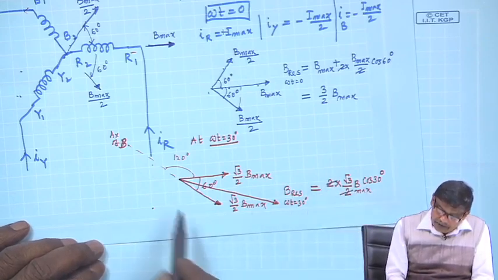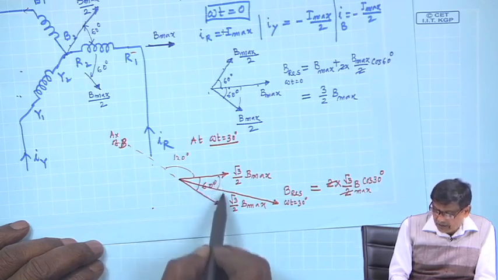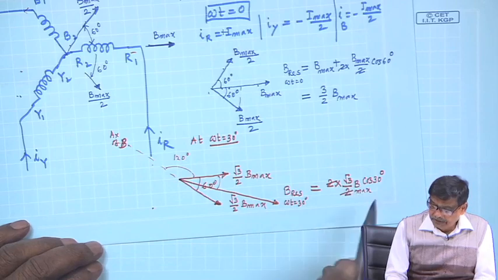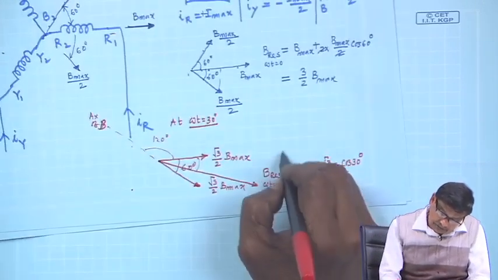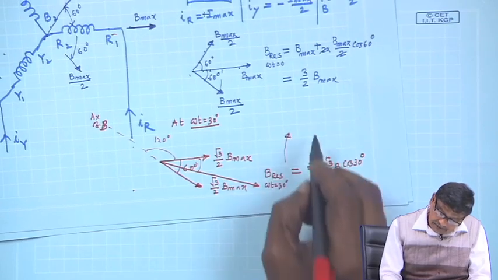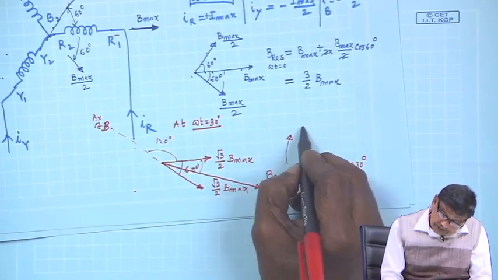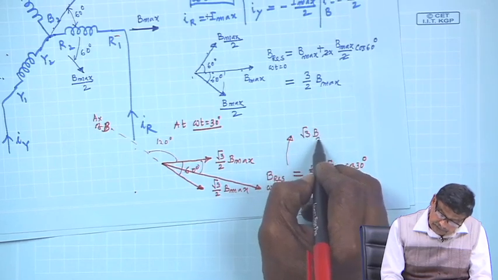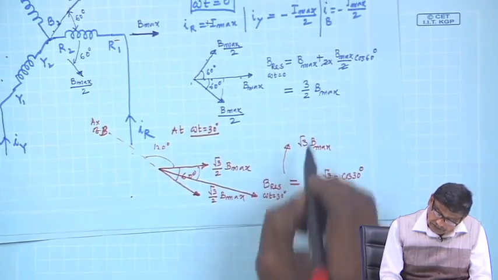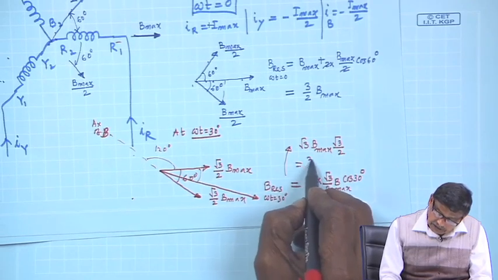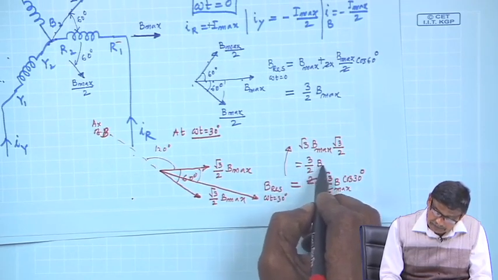Or you can take the 30 degree component here, the vertical components will cancel off. So, 2 P and this cos 30 degree. So, this 2 cancels. So, root 3 B max into cos 30 degree, which is once again root 3 by 2, is equal to 3 by 2 B max.